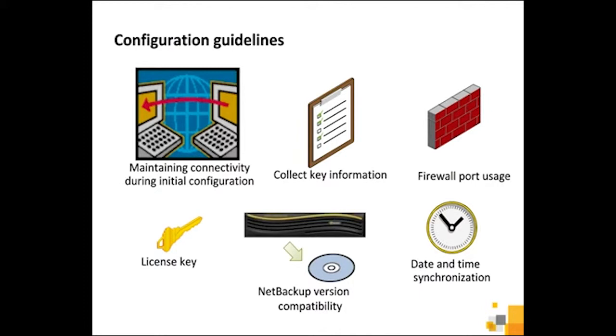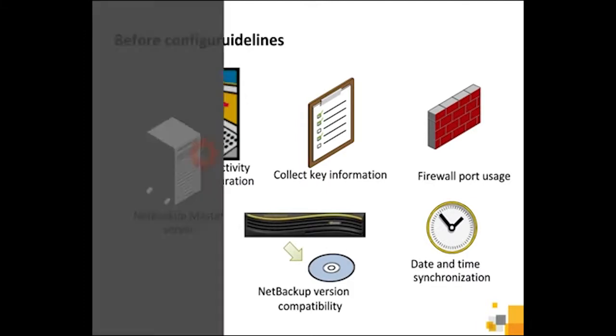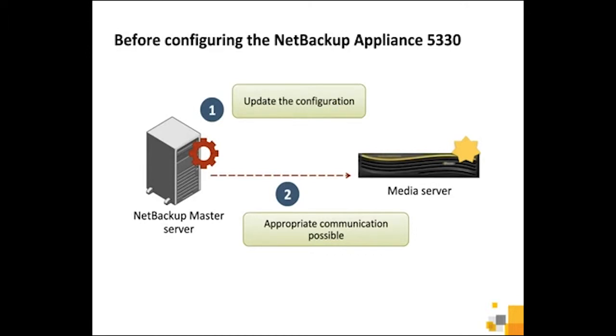Finally, make sure that the date and time of the NetBackup Appliance 5330 matches the date and time on the master server. You can use an NTP server or set the time manually. Before you configure a new NetBackup Appliance 5330 for the media server role, you must first update the configuration on the master server that you plan to use with it. These changes allow for appropriate communication between the master server and the new media server appliance.